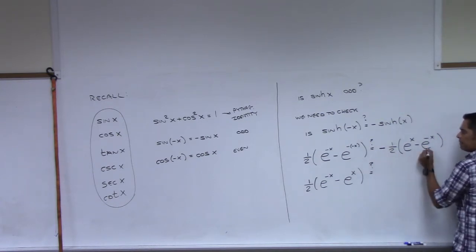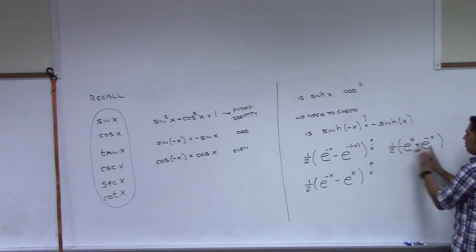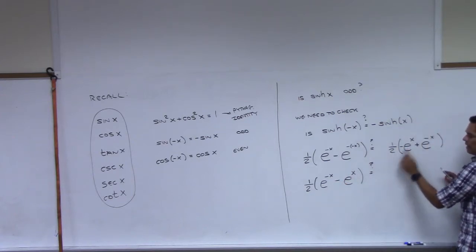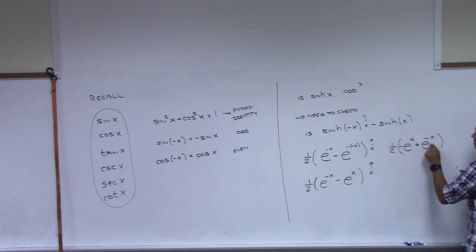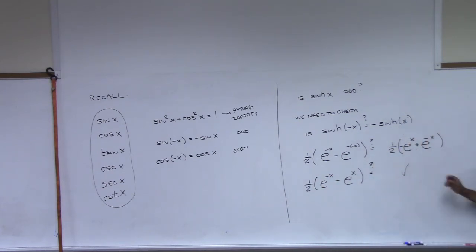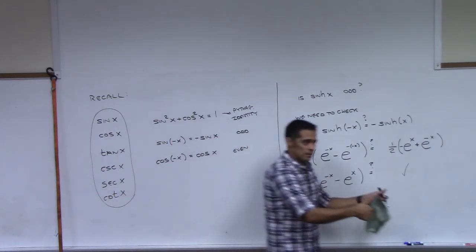Here, this negative goes away, this becomes negative, and this becomes positive. And even though they're backwards, the signs are correct. I have a negative in front of e to the x, and a positive in front of e to the negative x, and a 1/2 outside. So yes, indeed, they are the same. So the hyperbolic sine function is an odd function. Make sense or not? Sure? So far, what held up over here is holding up over here.